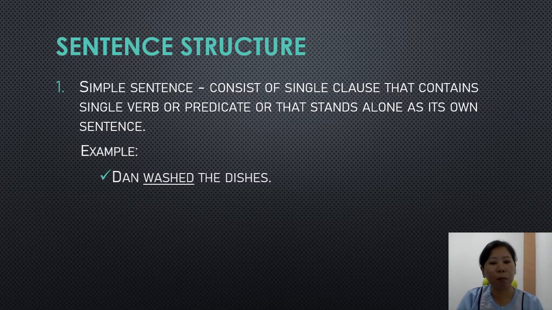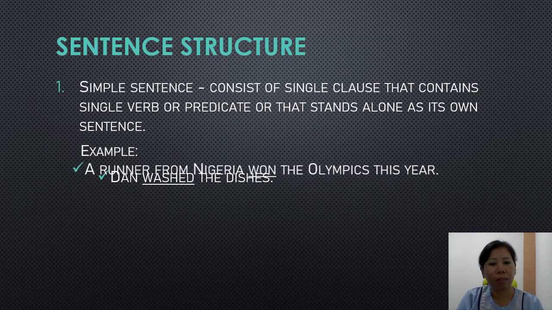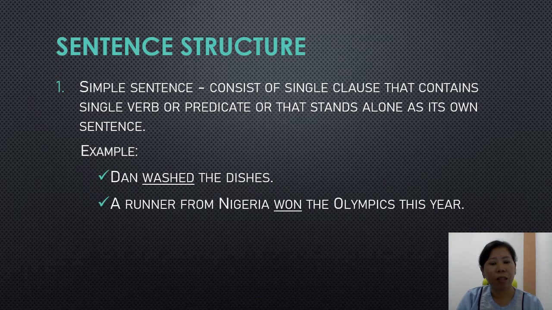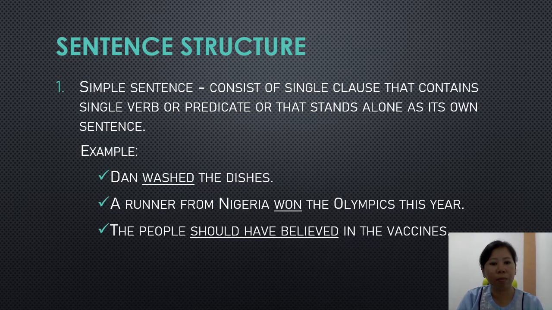For example, Dan washed the dishes. A runner from Nigeria won the Olympics this year. The people should have believed in the vaccines. All 3 sentences have a singular verb, so they are considered as simple sentences.